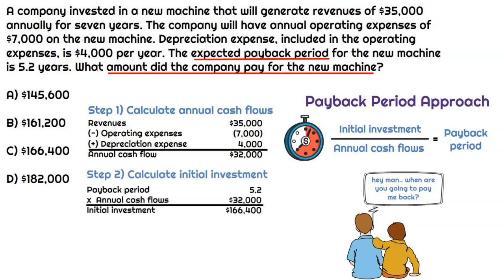Now, since they gave us the payback period, we're actually going to have to multiply that payback period of 5.2 years times annual cash flows of $32,000. And that tells us the initial investment was $166,400.